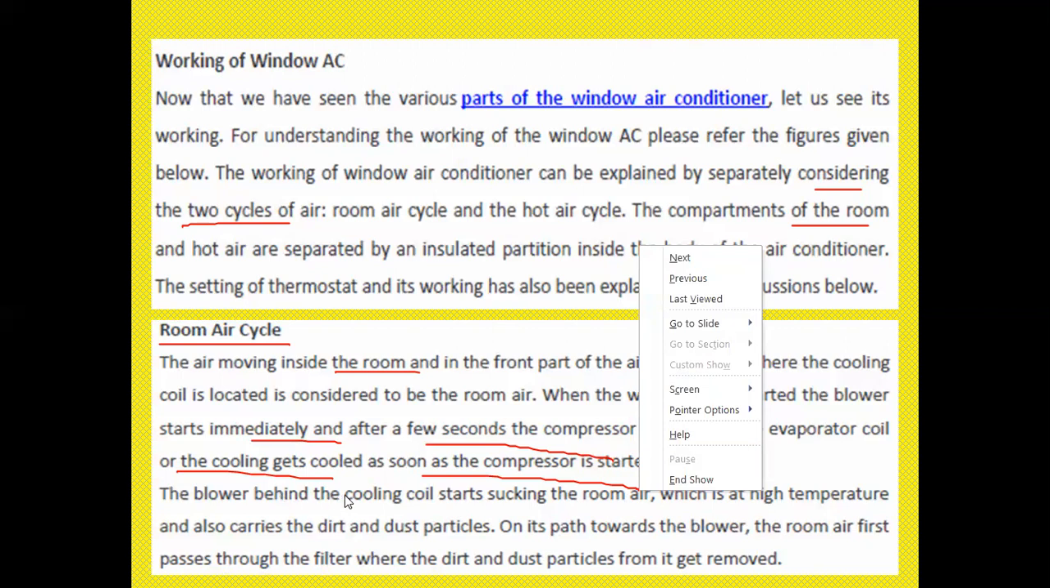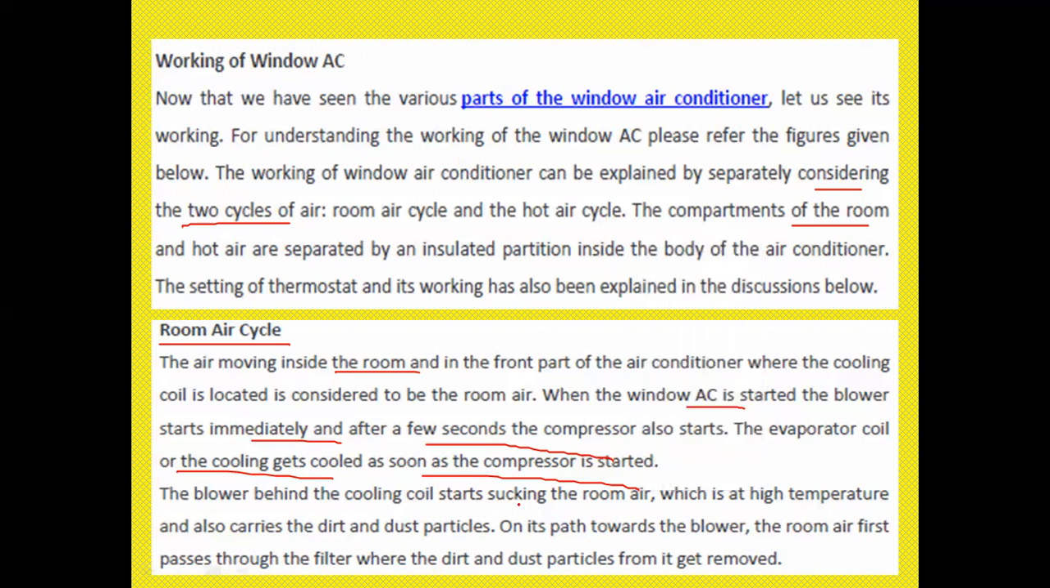Next, the blower behind the cooling coil sucks the room air. The blower will suck the air inside the room, which is at a high temperature, and it also carries dirt and dust particles on this path towards the blower. Whenever it is flowing in this direction, the room air first passes through the filter and gets filtered, where the dust and dirt is collected.